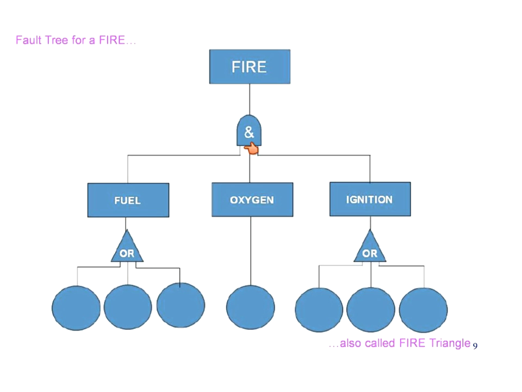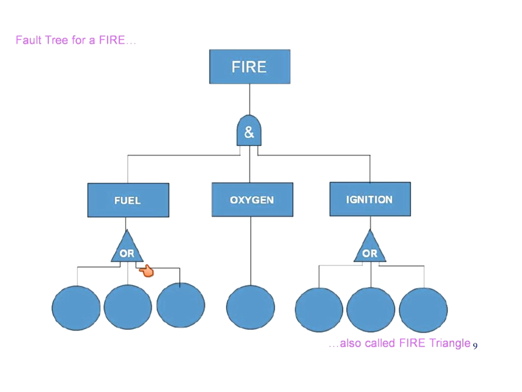So next to fire, draw the AND gate and connect fuel to the AND gate, oxygen to the AND gate, and ignition to the AND gate. Okay, and then let's come down again next to fuel. How can we tell there is a fuel? If there is a solid or a liquid or a gaseous.